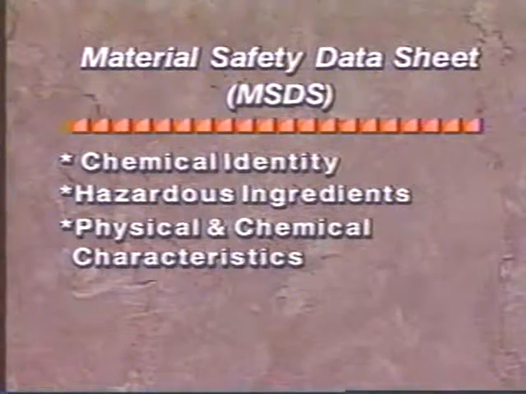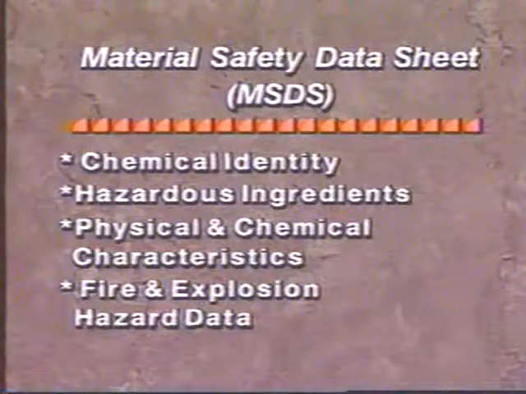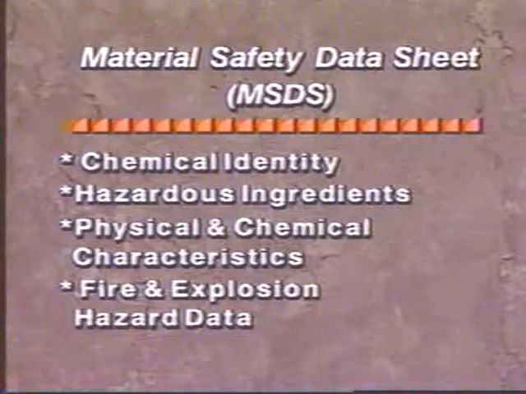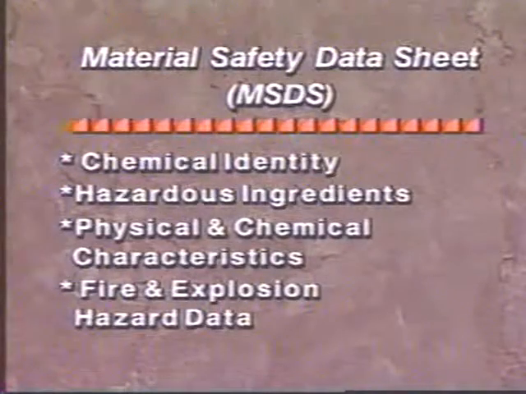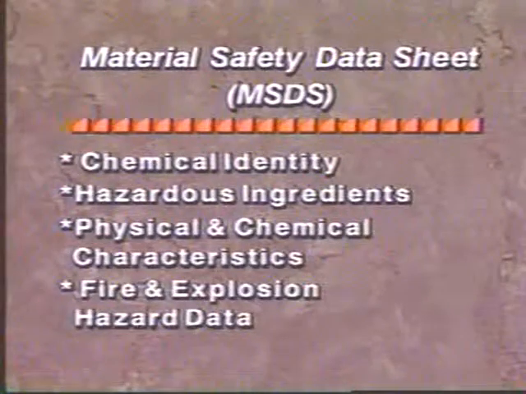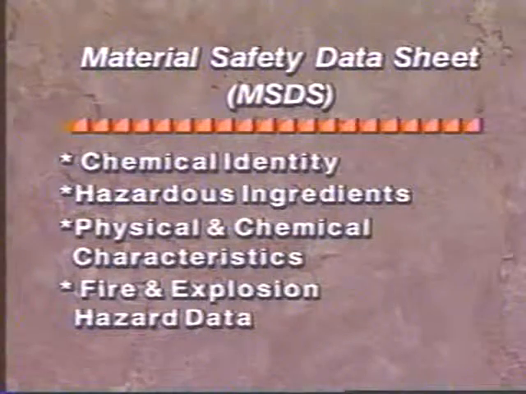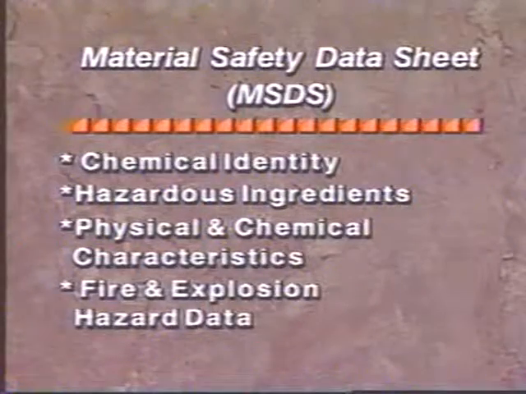Section 4 of your material safety data sheet will deal with the fire and explosion hazard data. In this section, the chemical's potential for fire and explosion will be described. Also, the fire hazards of the chemical and the conditions under which it could ignite or explode will be identified. Types of firefighting equipment, extinguishing agents, or firefighting methods will be described in this section.